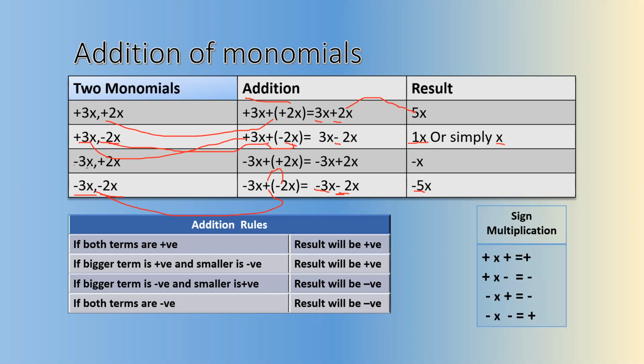Now see, when the negative number is greater. The negative number minus 3 is bigger than plus 2. 3 is greater, so the negative number is greater. So minus 3 here and the plus sign is there, and the next number is plus 2x.